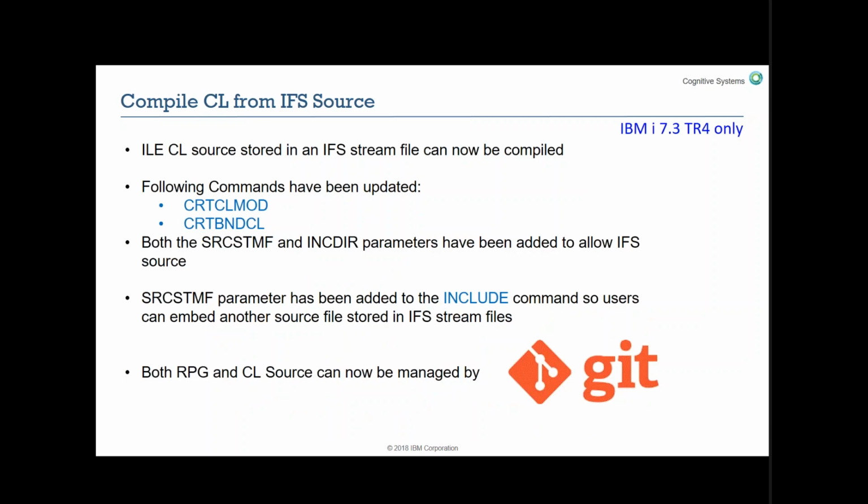So TRs, hopefully I've got the message there that technology refreshes are definitely how we're delivering new feature function. So with this latest 7.3 TR4, you can see at the bottom, both RPG and CL source can be managed by Git. So we're seeing a lot of customers using that for version control and using stream files to compile. I'm not an application developer by trade, but when I show these slides to people that are application developers, there are really some neat things there.